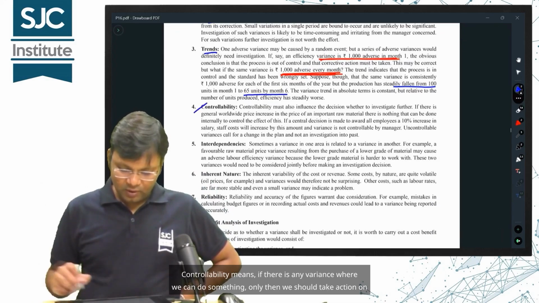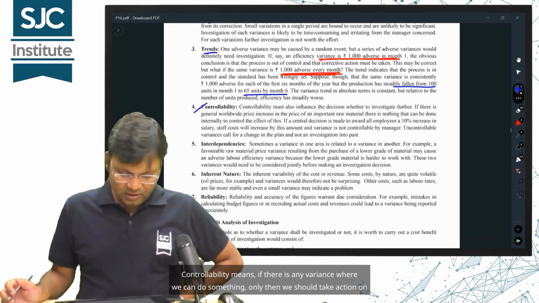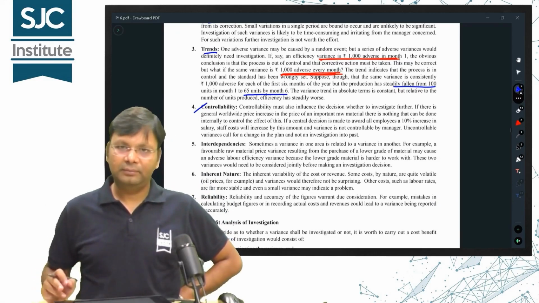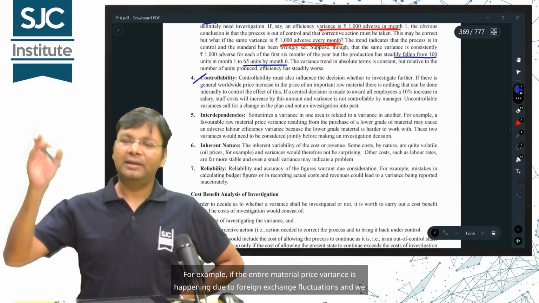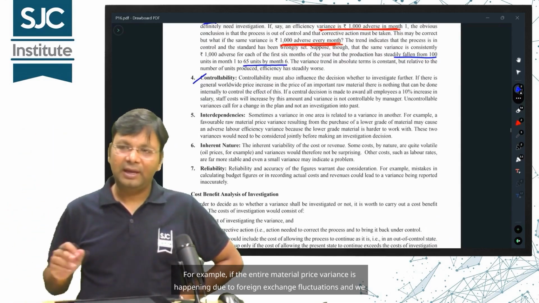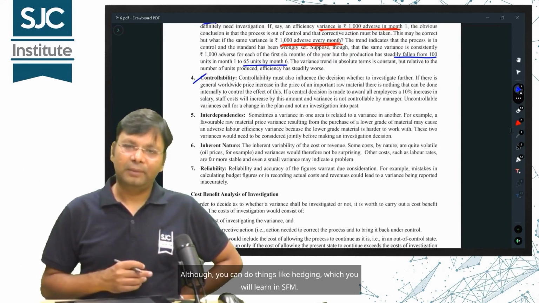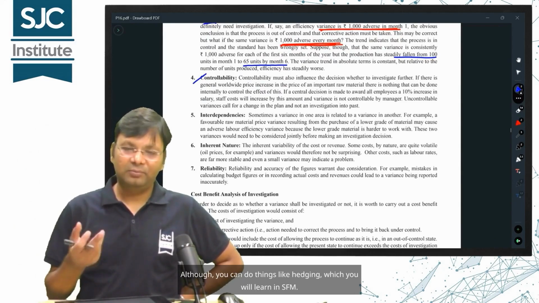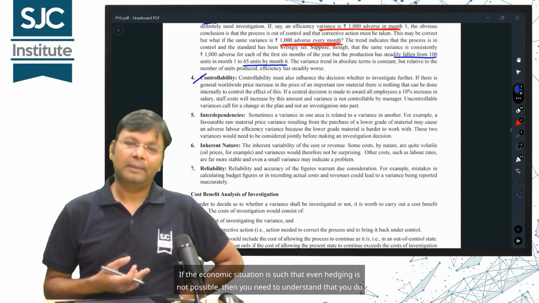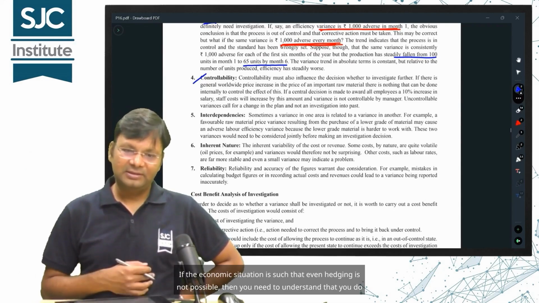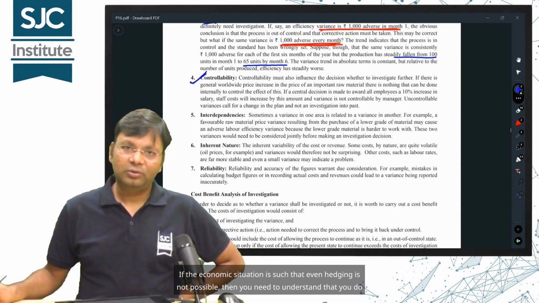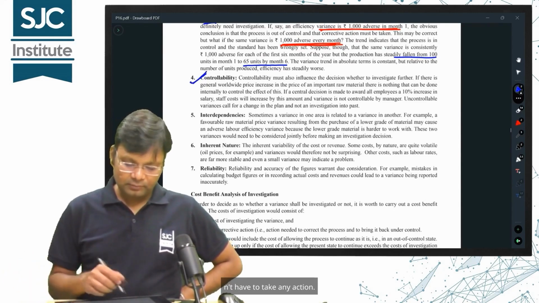Okay. Controllability means if there is any variance where we can do something, only then we should take action on it. For example, if the entire material price variance is happening due to foreign exchange fluctuations and we can't do anything about it. Although, you can do things like hedging, which you will learn in SFM. Suppose we really can't do anything. If the economic situation is such that even hedging is not possible, then you need to understand that you don't have to take any action.